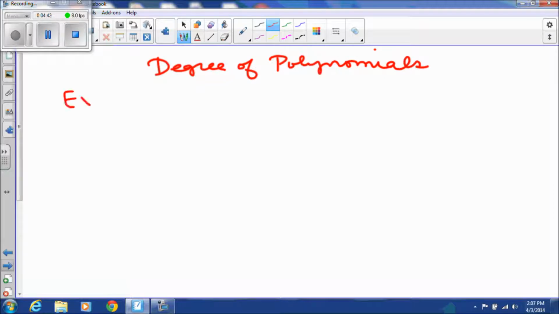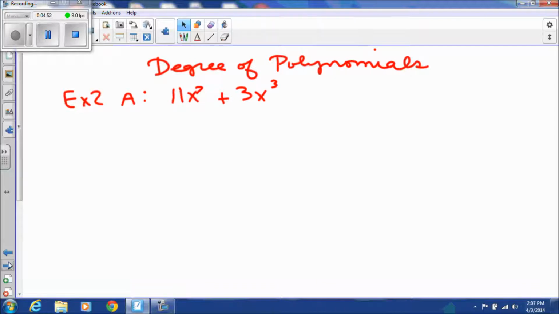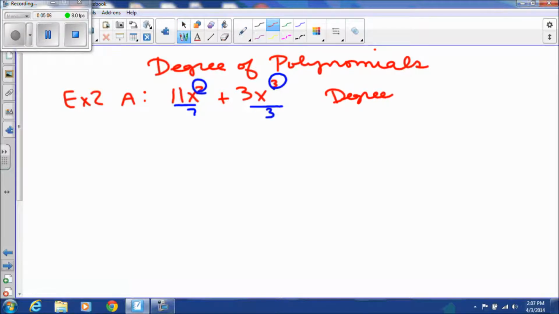So, for example, in this polynomial, 11x to the 7th plus 3x to the 3rd, the degree of the first term is 7. The degree of the second term is 3. We get the degree from the exponent. So the degree of the polynomial, therefore, is 7.